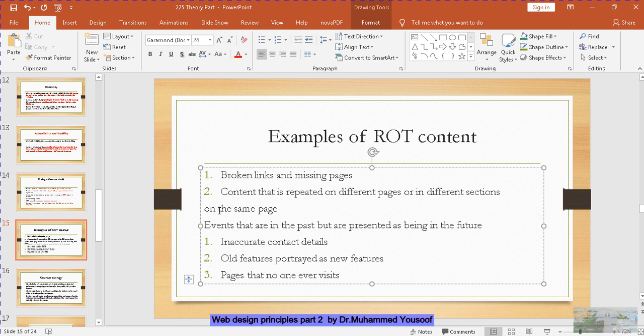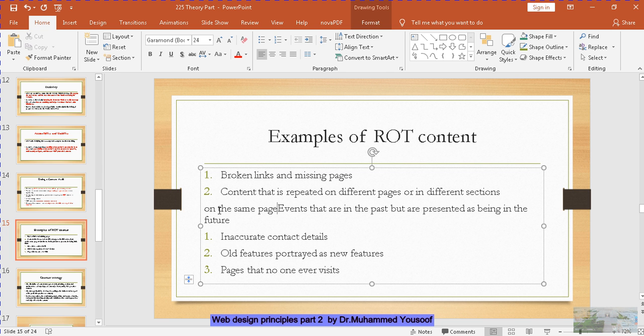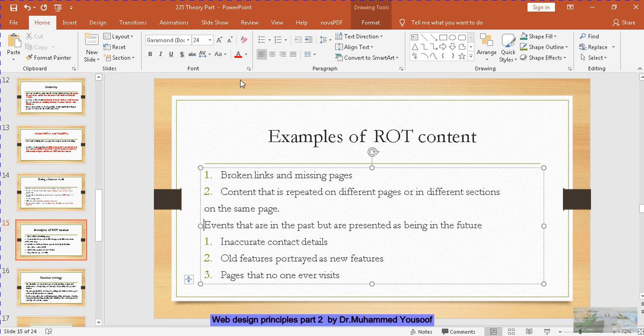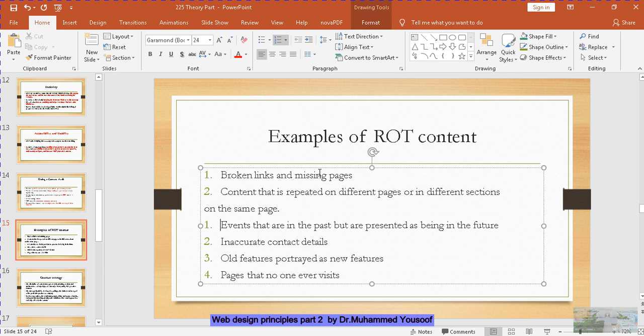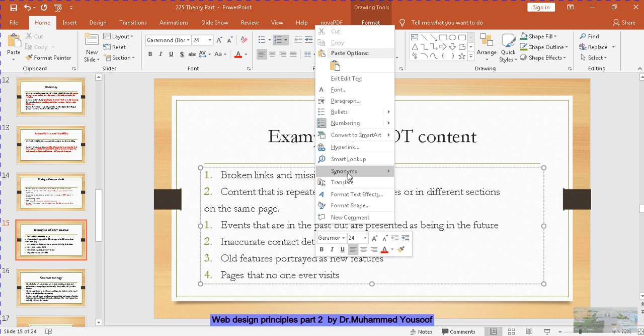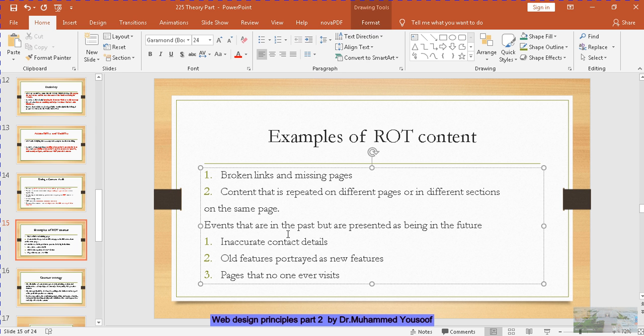Now you can see here, the third one is the events. For example, events that are past but are presented as being in the future. This data was used long back, but now it is no longer valid. So you have to understand that this is actually not a correct way to do this.